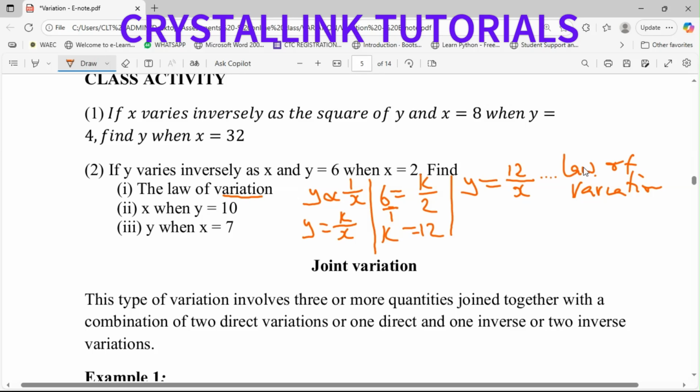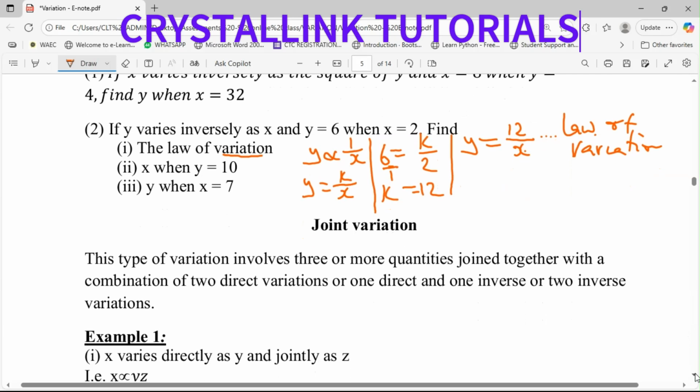Going forward, you're going to be using this law. Like the second part says you should find x when y equal to 10. So you put 10 here, then from here you find your x. The second one says find y when x equal to this. So yeah, you can do that. I trust you very much that you can do that.